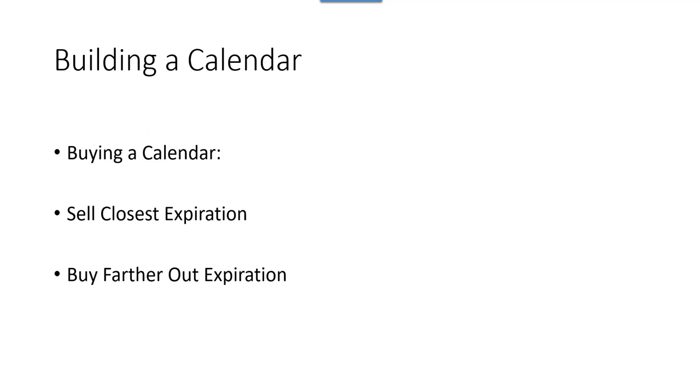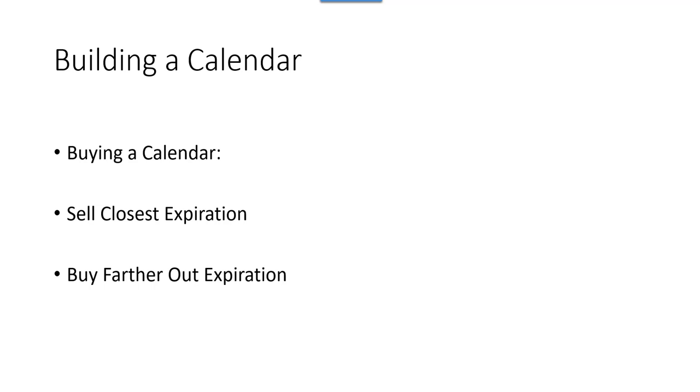When we build a calendar, we want to buy a calendar. We sell the closest expiration and we buy the farther out expiration. And that doesn't change if you're dealing with puts or with calls. You want to sell the closest expiration and buy the farther out expiration. If you get these in reverse, you are not building the calendar correctly.